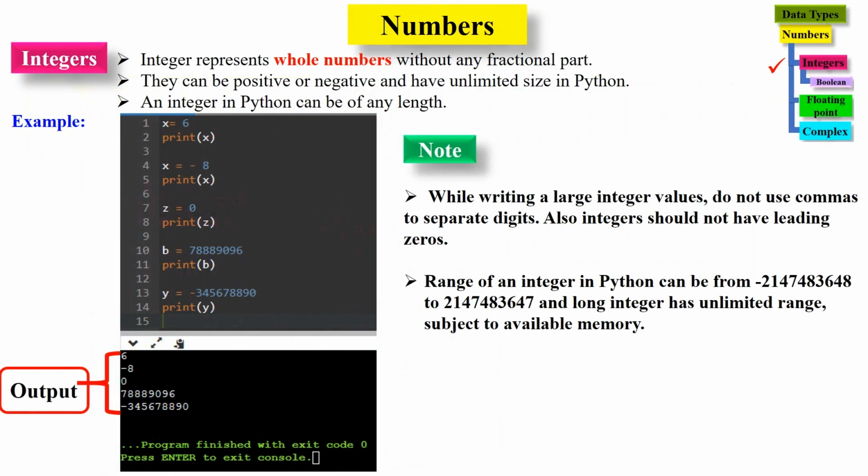Number data type stores numerical values. Types of built-in numeric data types are integer, Boolean, floating point, and complex. Now let's see about integer. Integer is termed as int.